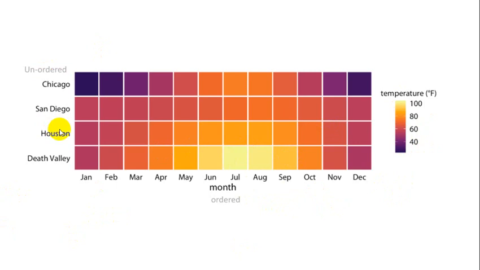If it's unordered, like location, then the order is arbitrary and we can choose any order for the cities that we want. Here, the locations are ordered from coldest in Chicago to overall hottest in Death Valley to generate this graduation of colors. But the cities could have been placed in any order and the figure would have been equally valid.